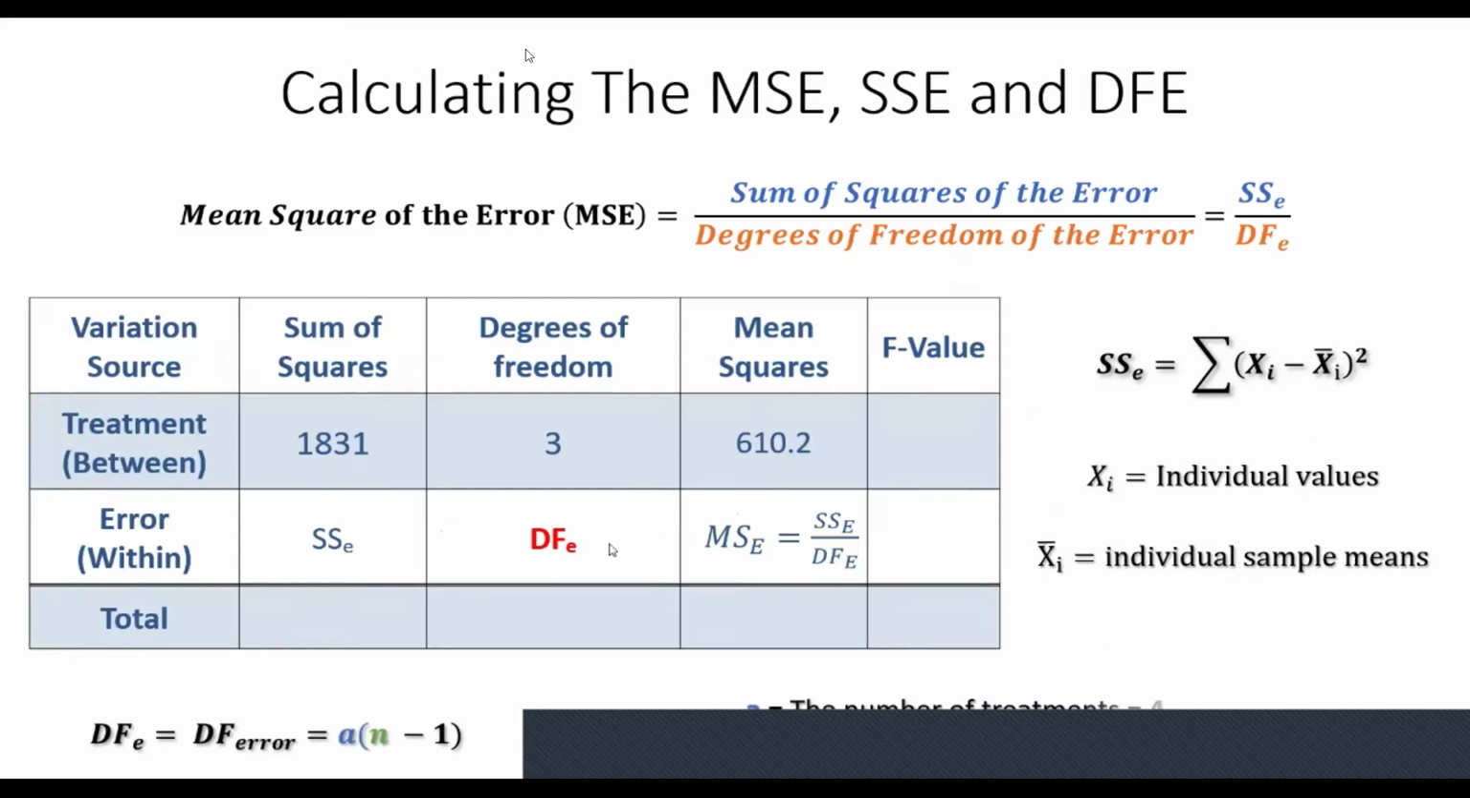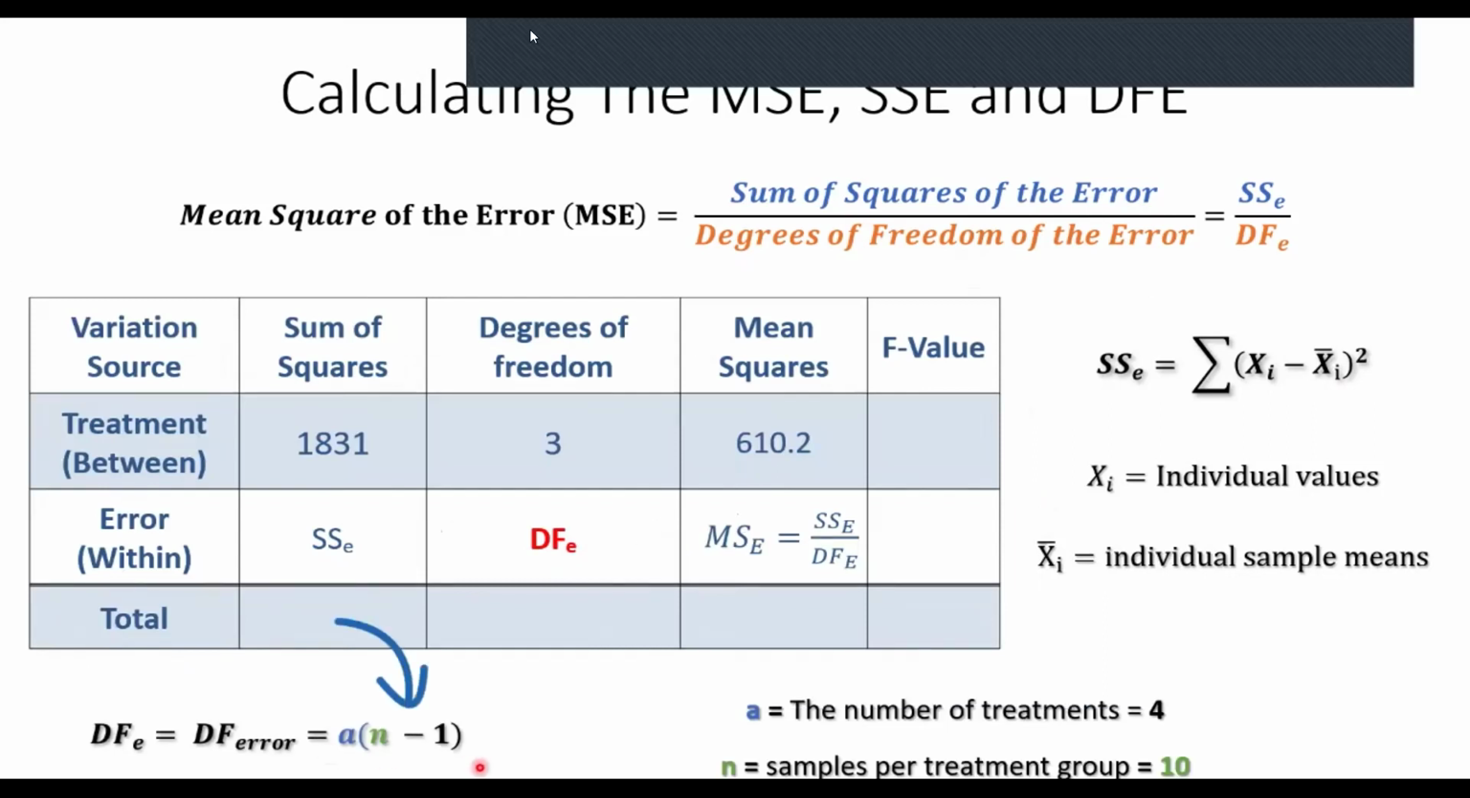Okay, and then in terms of the degrees of freedom, the way we calculate it is this particular equation: A, which is the number of treatment groups in our experiment, times n minus 1, where n is the number of samples per treatment group. In this example, we had 10 samples per treatment group, so 10 minus 1 is 9. 9 times 4 is 36, and that is our degrees of freedom here. I've plugged this into the table. If you work this calculation for this data set, 148 is the sum of squares, 36 is the degrees of freedom, and our mean square value is 4.1. That's 148 divided by 36 equals 4.1. That is the mean square of the error.